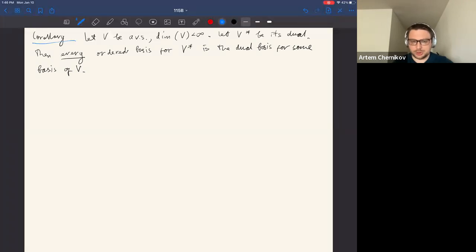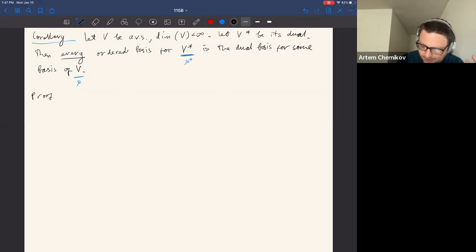First of all, let's make sure why this is actually a non-trivial statement. Remember, we already know that if I give you a basis for V, then we can produce the dual basis for V star. If I start with beta here, I can get beta star here. But here we are asking the opposite question. We start with any basis for V star, doesn't matter which one, and we show that we can find some basis for the original space V such that this arbitrary basis of V star is its dual basis. So it's a reverse problem. This corollary tells us you can also go in the opposite direction. Okay, so let's prove this.